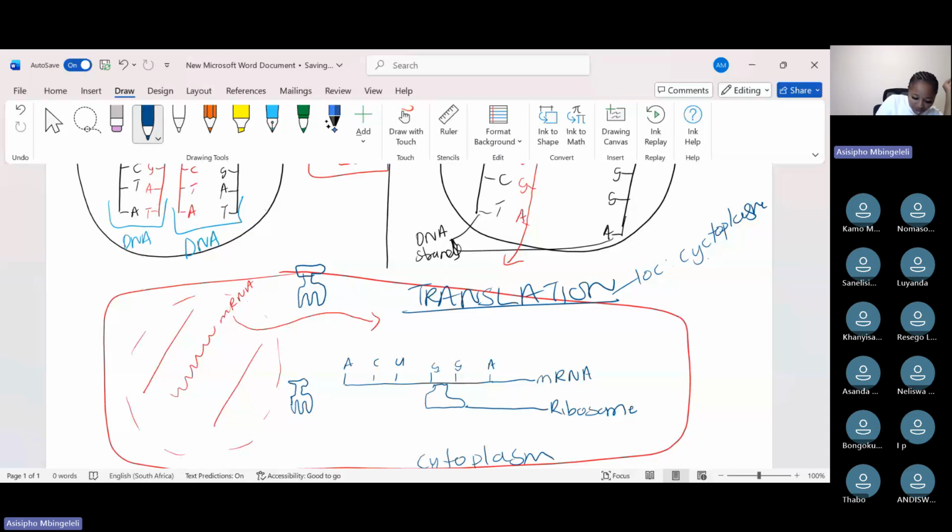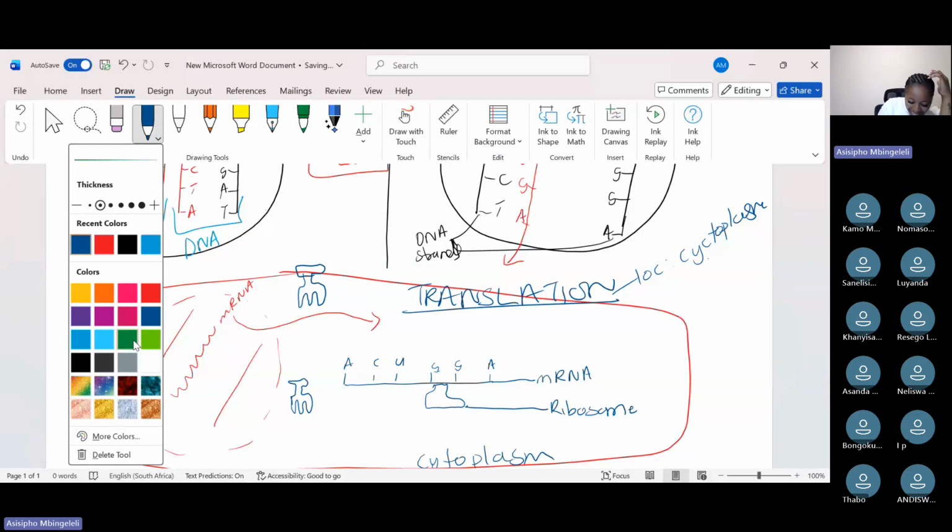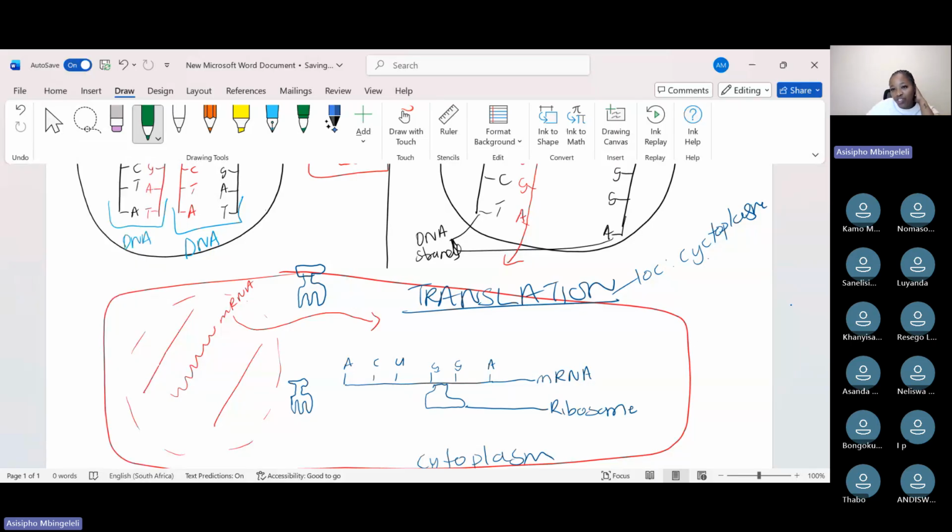Let me ask you guys, who can remind us, what do we call 3 bases in a messenger RNA strand? What do we call the 3 bases? We are having 3 bases here and then 3 bases there. I'm going to call out people's names now. 3 bases in a messenger RNA strand. Kamu?